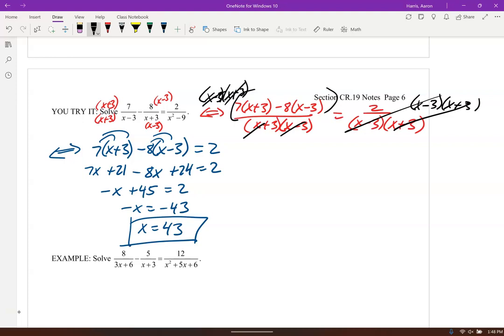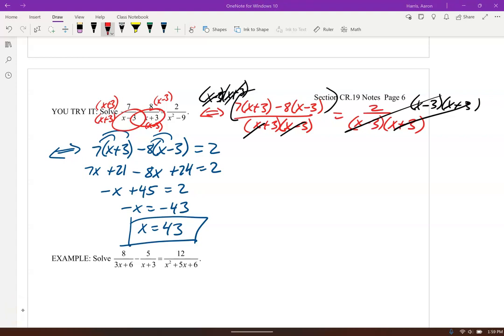And then you check it in the original. X cannot be 3, and x cannot be negative 3. 3 or negative 3 would have been thrown out, but in this case, it looks like we got 43.